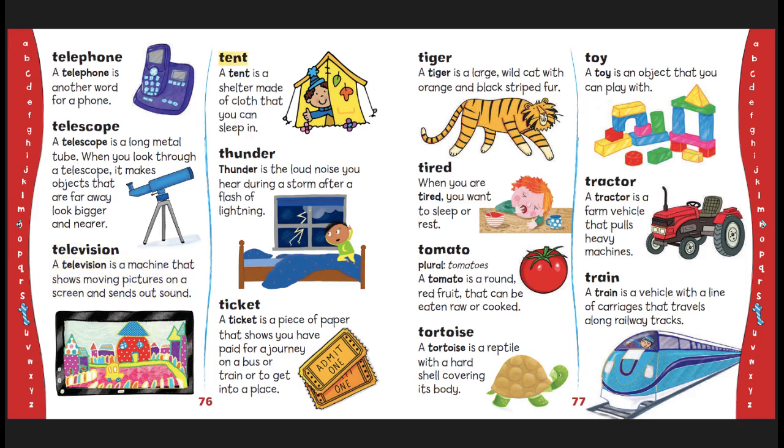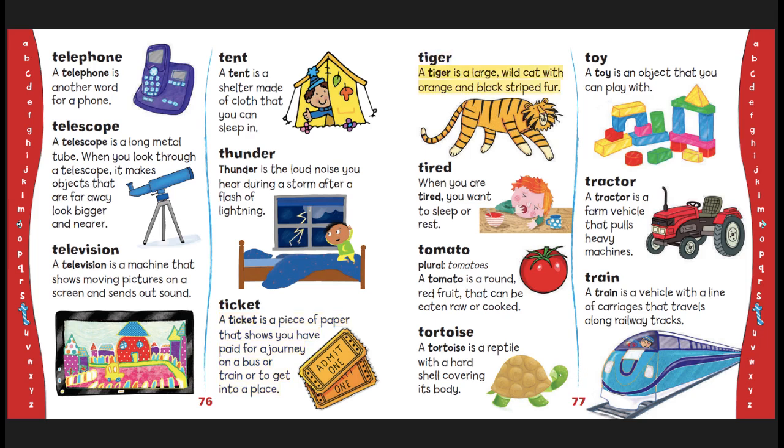Tent. A tent is a shelter made of cloth that you can sleep in. Thunder. Thunder is the loud noise you hear during a storm after a flash of lightning. Ticket. A ticket is a piece of paper that shows you have paid for a journey on a bus or train, or to get into a place.